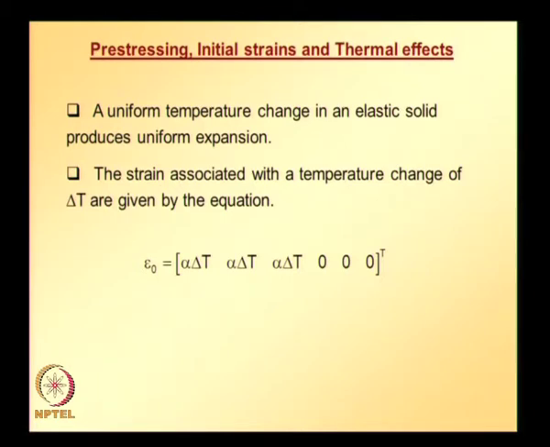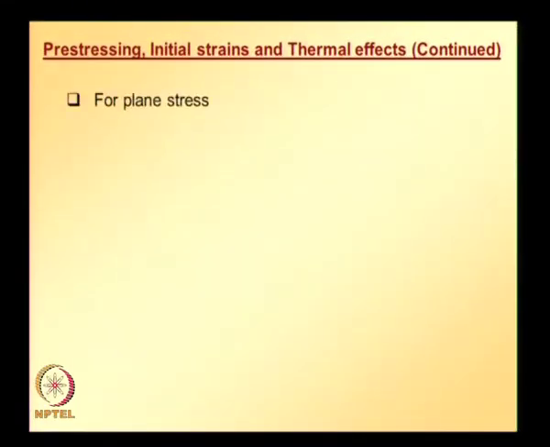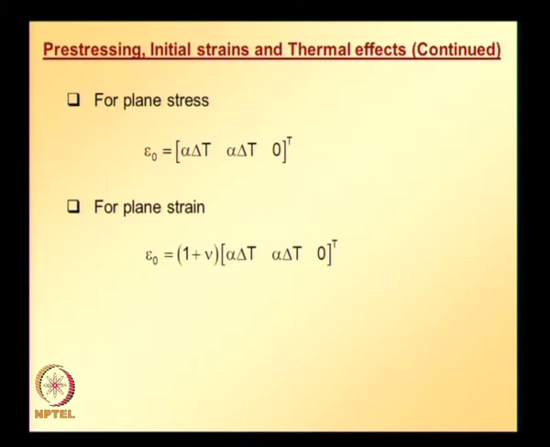and this for plane stress and plane strain case is given by this plane stress and for plane strain case. And in all these equations, alpha is coefficient of thermal expansion and delta T is the change in temperature and nu is the Poisson's ratio. So, this is how we can calculate strain associated with temperature change.